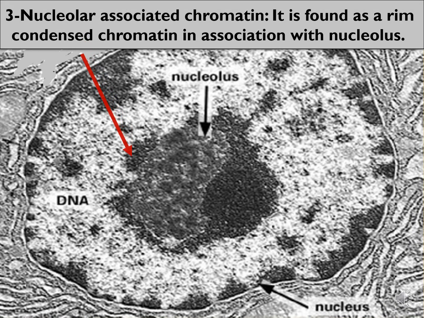Nuclear associated chromatin. It is found as rim of condensed chromatin in association with the nucleolus. النوع الثالث من الكروماتين يظهر بشكل كروماتين متكثف، يشكل حافة تحيط النيوكليولس أو النواة.